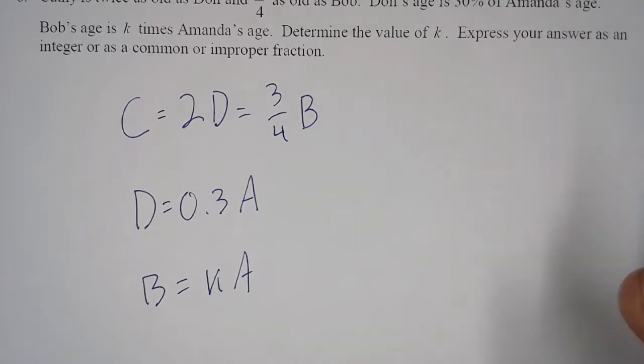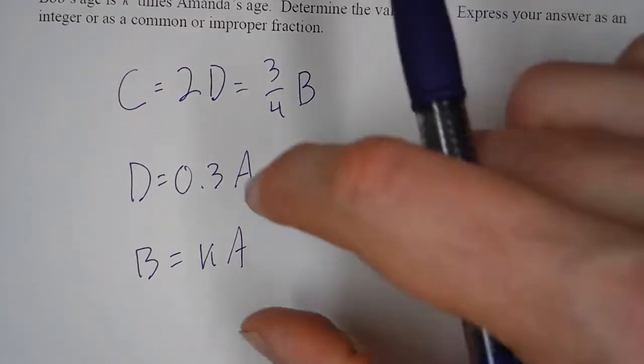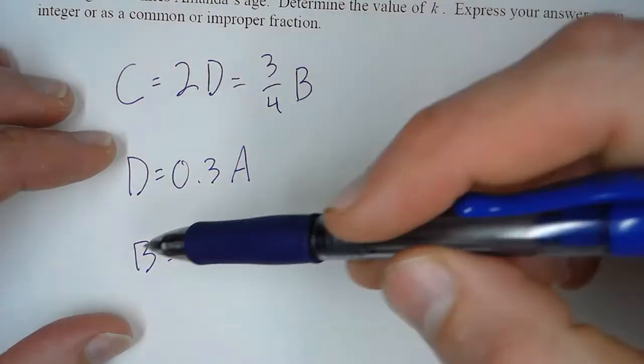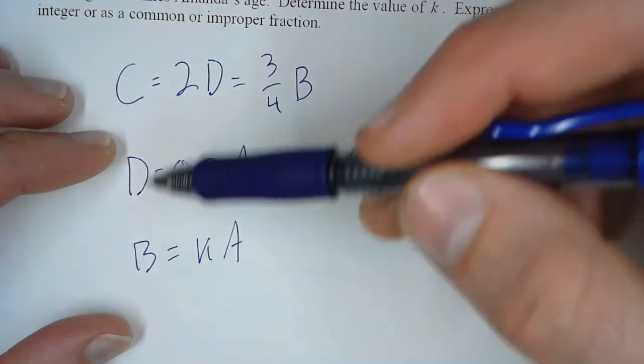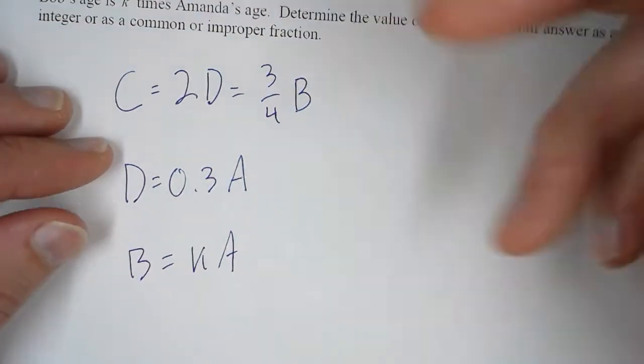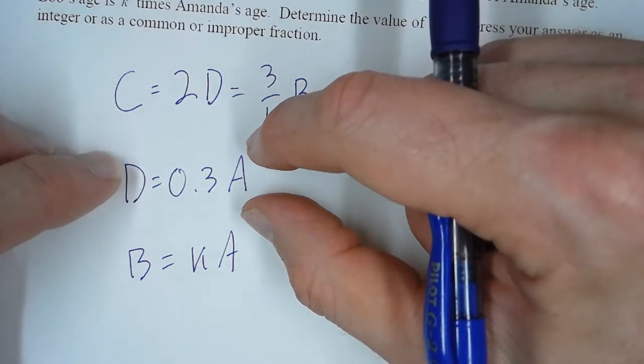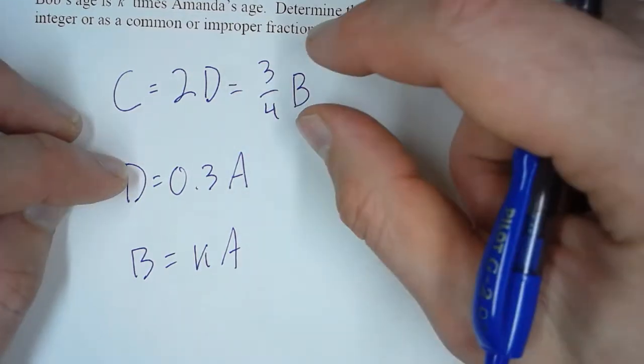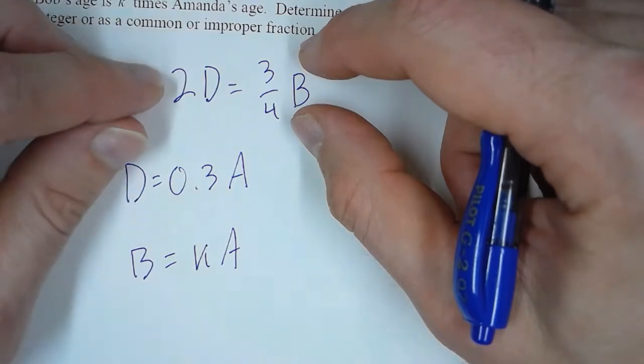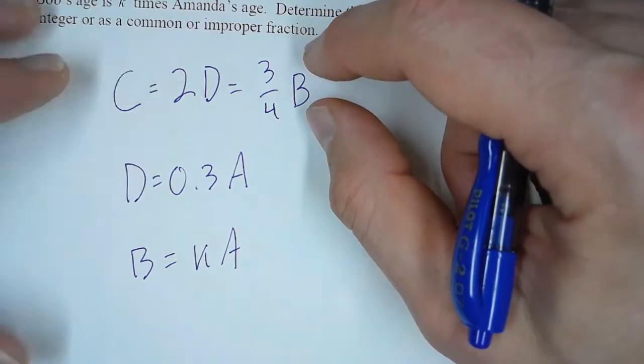So the way I'm going to do this is I focus on these two and I say, all right, B equals KA. This is what we want to solve. And so what I want to do is take this equation and see, can I take out the D and replace it with B somehow? Well, I can, because if I look up here, we know that 2D equals 3/4 B.